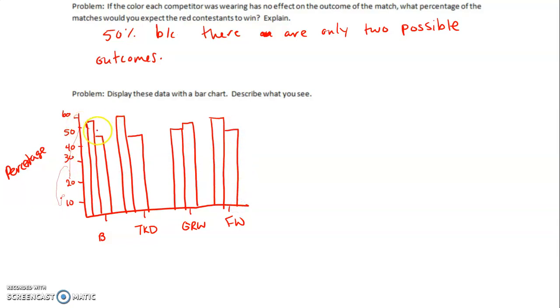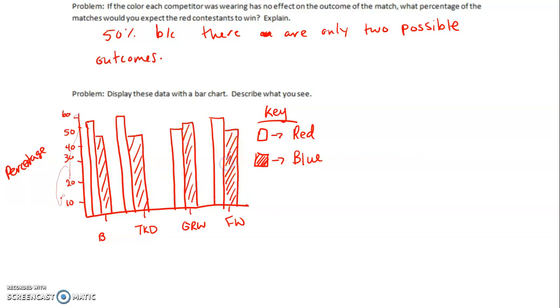And all I want to do now, we don't want to leave the bars looking identical. We want to separate them a little bit, make them distinct. So what we're going to do is we're going to create what's called a key that tells us what each of the bars mean. I'm going to decorate one of the bars. I'm just going to kind of shade it. So I'm going to say the blank ones represent red wins and the shaded represent blue. Okay, so I'm going to just come in here and shade all my blue bars. And then we're done with the graph, creating it, only now we just need to describe what we see.